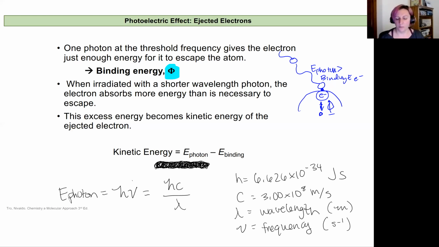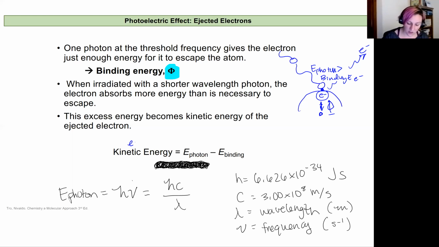When the photon hits it, if it has the same or equal energy to that binding energy, then the electron flies off. If it has the exact same amount, it'll do it with a little bit of kinetic energy. But if the energy of the photon is larger than the binding energy of the electron, then that extra energy from the photon, that packet of energy hitting the surface of this metal, will just be converted into the kinetic energy of the electron.